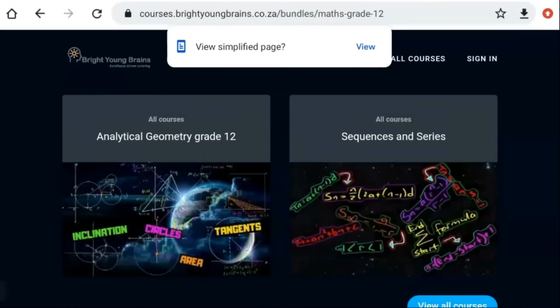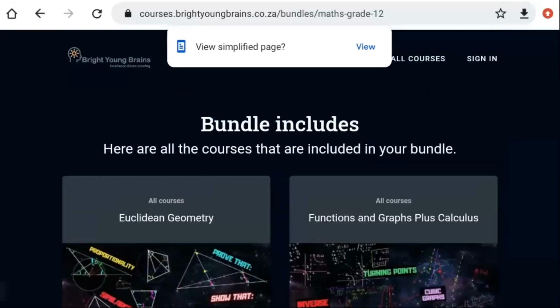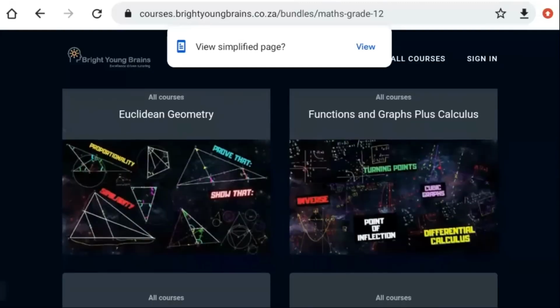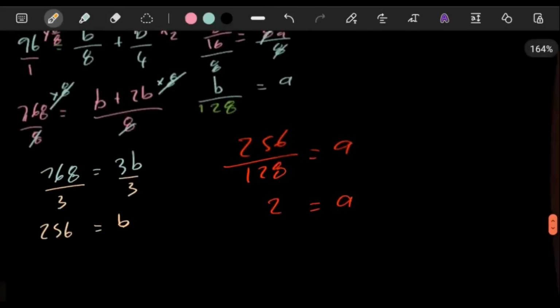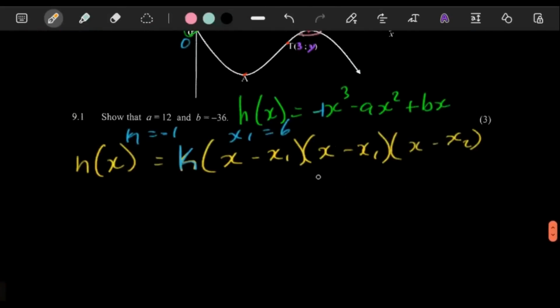So going through the entire syllabus, you go through questions where you see these functions and graphs and calculus. Those kinds of courses are where you will be learning things like what I'm just mentioning over here. Very important stuff.